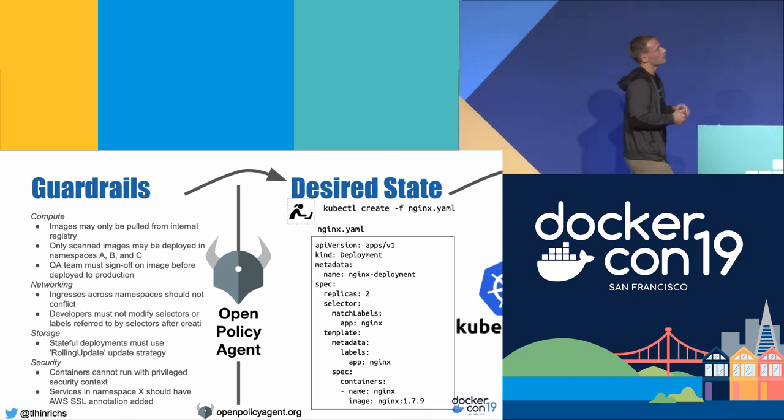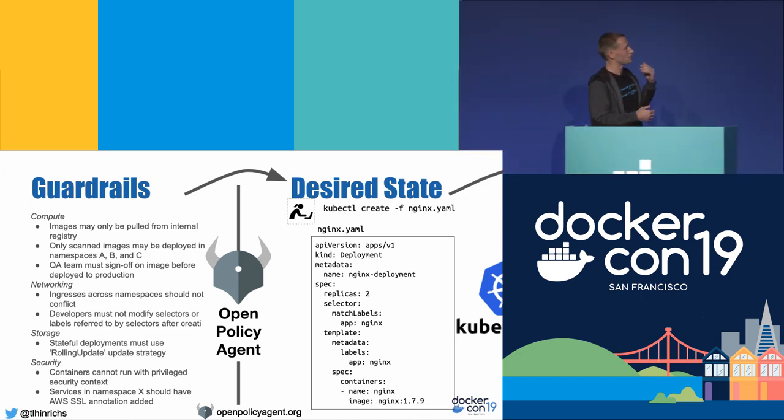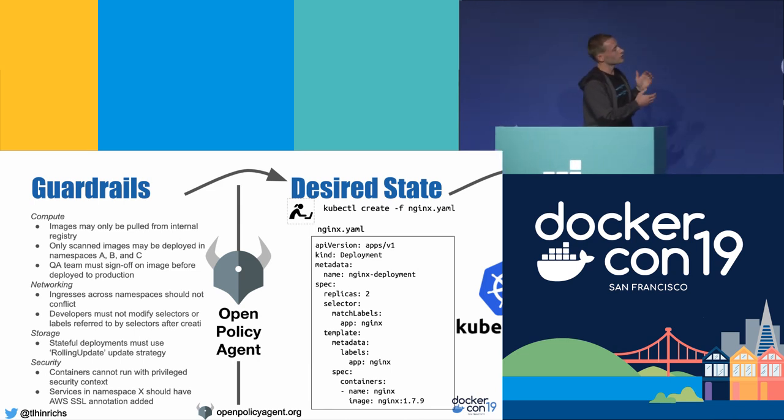So when I think about OPA, I think about its purpose in life, at least for this use case, is to ensure that you can put the guardrails and safeguards you want around that desired state. And in so doing, you're protecting the runtime state as well.